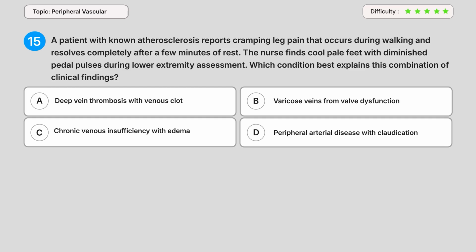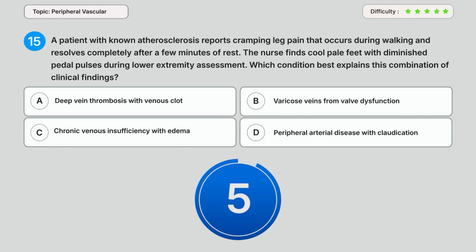A. Deep vein thrombosis with venous clot. B. Varicose veins from valve dysfunction. C. Chronic venous insufficiency with edema. D. Peripheral arterial disease with claudication. Can you guess the answer?